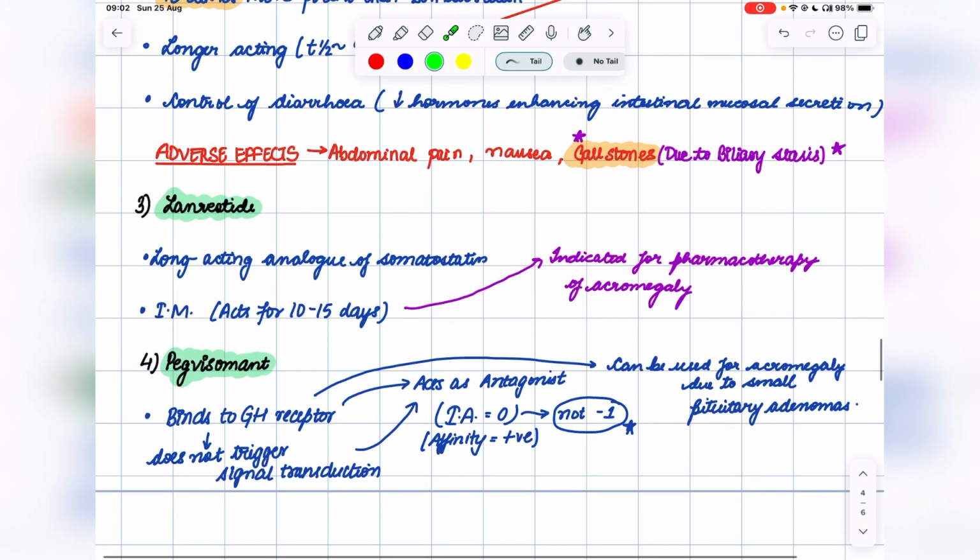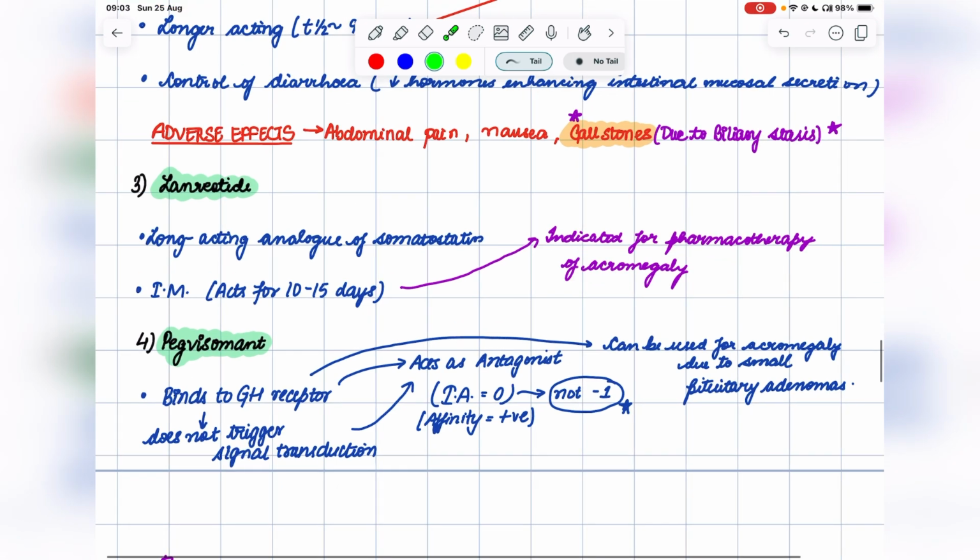Third, we come to lanreotide. It's also a long-acting analog of somatostatin, compared to the T-half of 2 to 3 minutes, and it's given IM. It is given intramuscularly and it acts for 10 to 15 days. Now it's acting for a much longer time, so it will definitely be preferred for pharmacotherapy of acromegaly. We discussed why there was limited use of somatostatin in acromegaly, because it had a short duration of action. Lanreotide acts for 10 to 15 days, so that's why it is preferred for acromegaly.